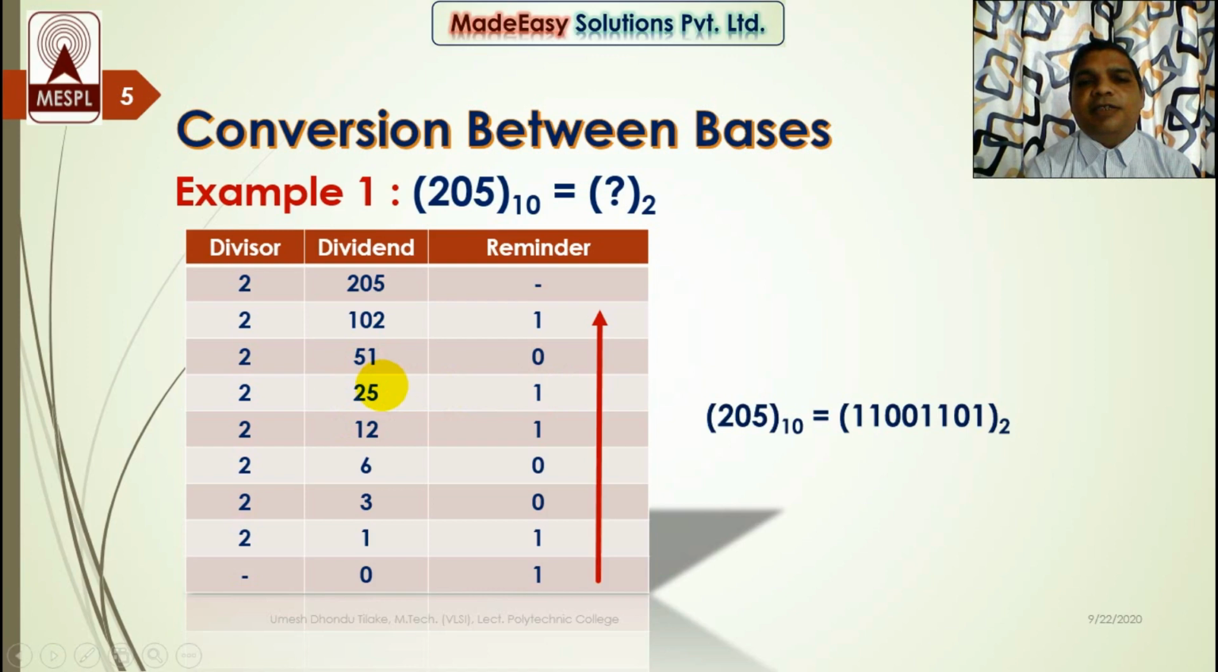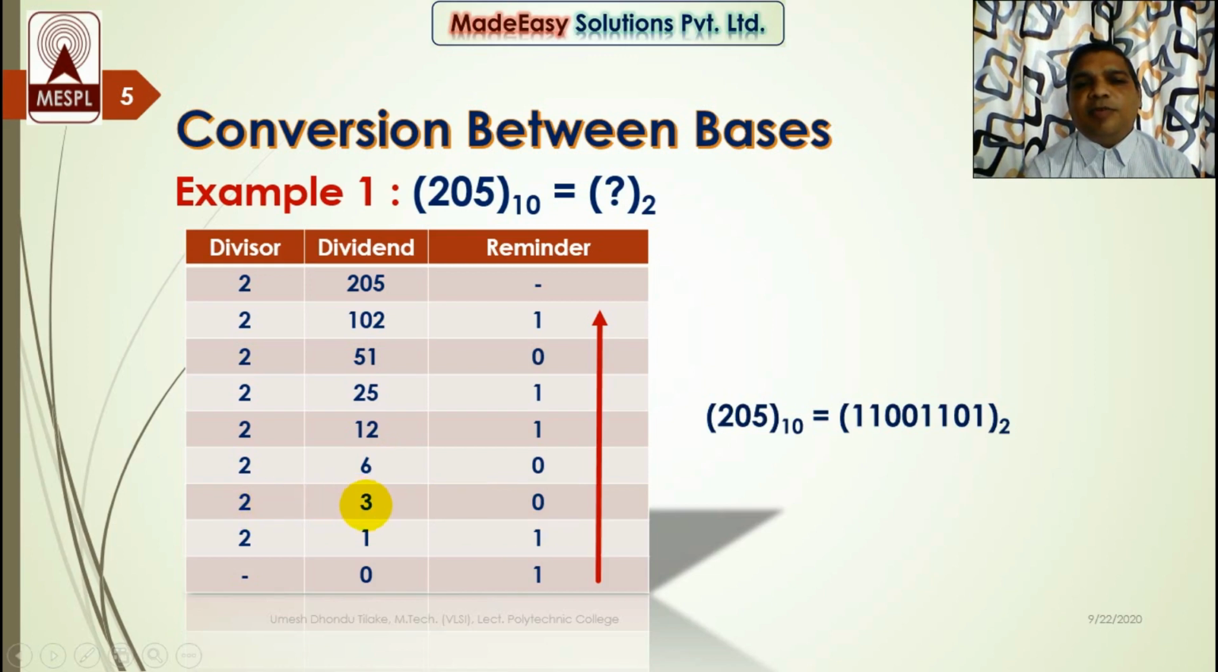Now again divide this 25 by 2. So 12 2s are 24. So 24 subtracted from 25 we get 1 as a remainder over here and 12 as a quotient. Divide this 12 again by 2. 6 2s are 12. So 12 subtracted by 12 we get 0 as a remainder and 6 as a quotient. Now divide this 6 again by 2. So 2 3s are 6. 6 subtracted by 6 we get 0 as a remainder and 3 as a quotient.